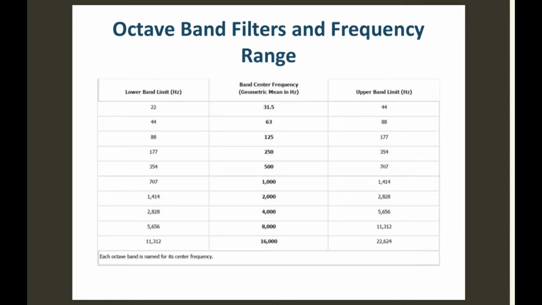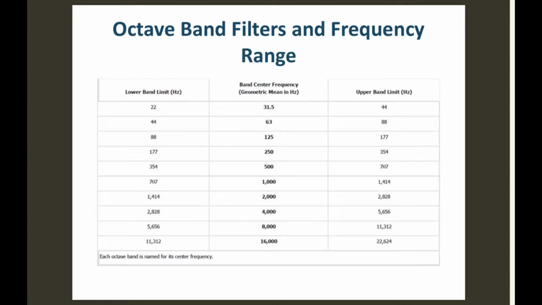So we can take an octave band analyzer and we can tell it to measure the sound pressure for only the band that's around 125 hertz. And then only the band that's 250 hertz. And only the band that's around 500 hertz. So we can measure how much energy there is at each one of these octaves, okay, as we go up.